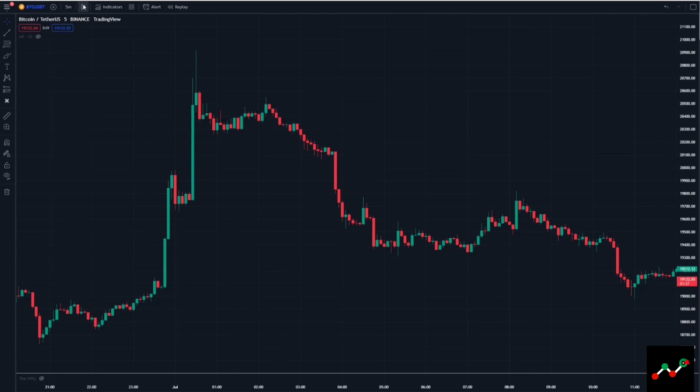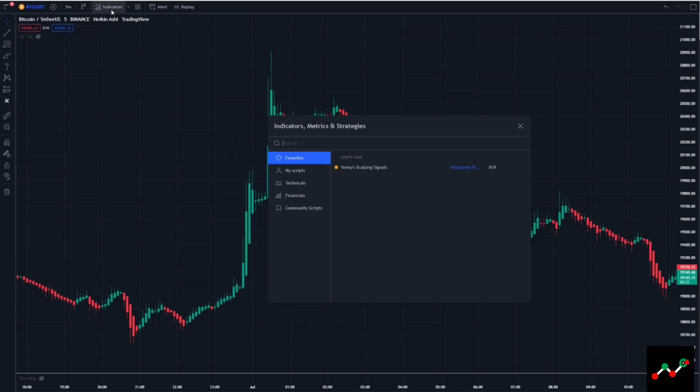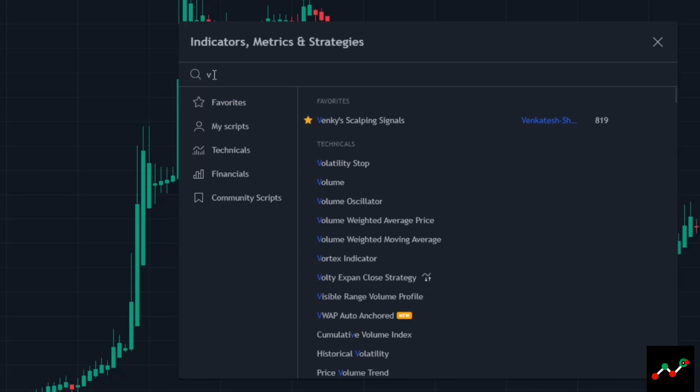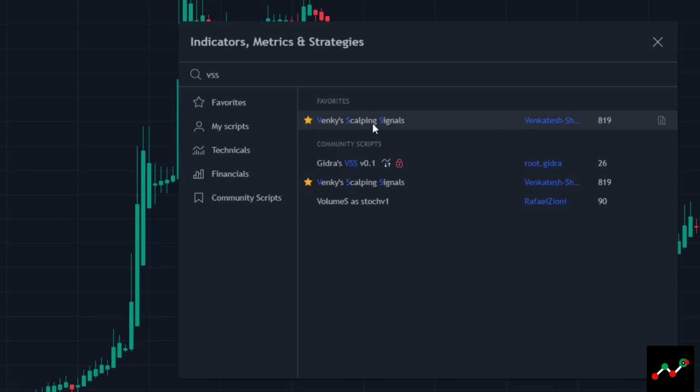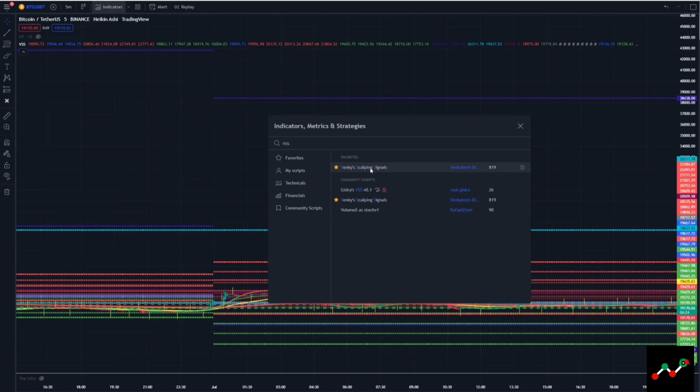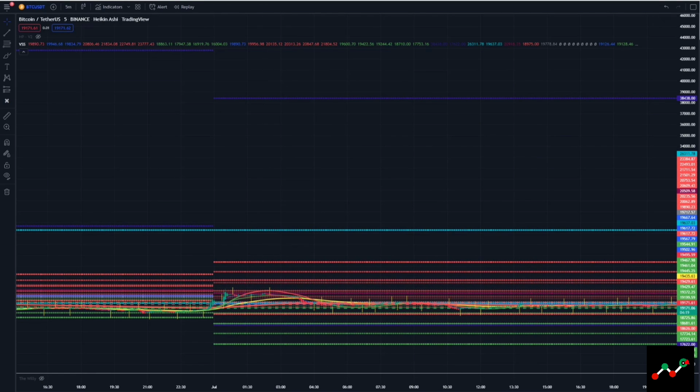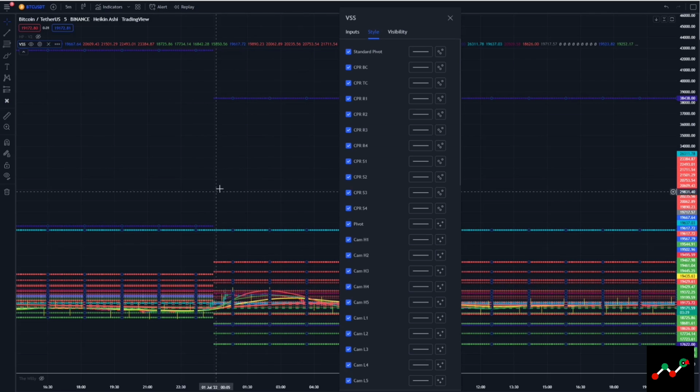Before anything, we change the candlesticks to Heikin-Ashi. Next, let's apply the indicator to our charts. We search VSS here, we add the indicator to our charts. Okay, now the indicator is added to our charts. In the default setting, the graph is too messy and we can't see anything. From here, we enter the indicator setting to change it, so the chart would be clear and less messy.